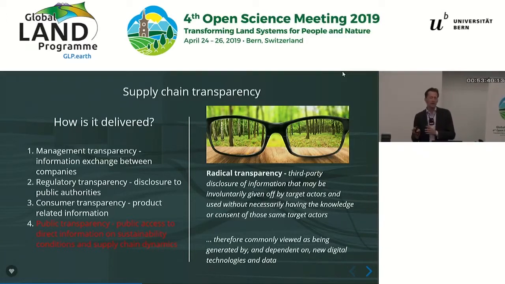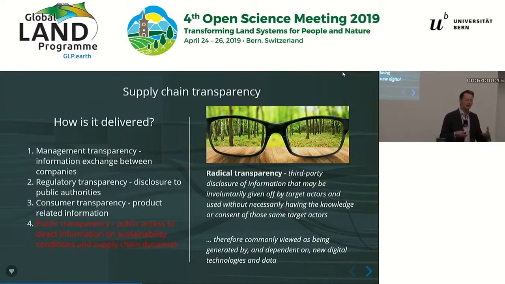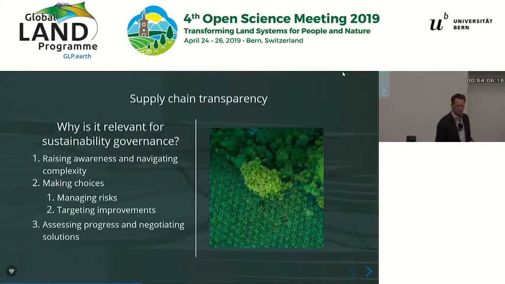Radical transparency, as we interpret it, is the disclosure of information that may be involuntarily given off by target actors without necessarily them having given their consent. And that's a critical element because you can't achieve coverage at the detail and the time scales that are needed unless we start to leverage the potential of radical transparency and the risks that it entails.